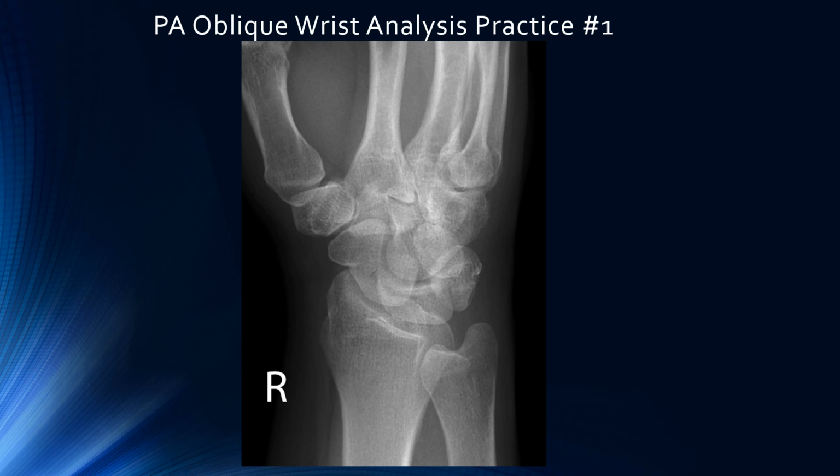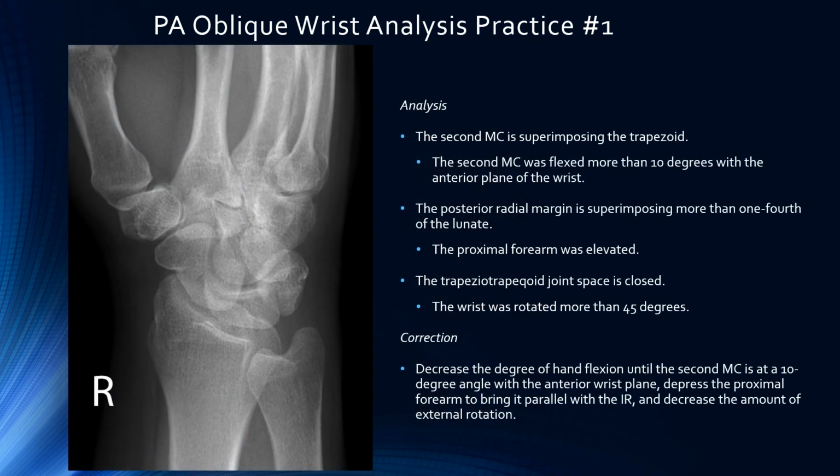PA oblique image analysis practice number 1. What do you guys think? The second metacarpal is superimposing the trapezoid. The second metacarpal was flexed more than 10 degrees with the anterior plane of the wrist. The posterior radial margin is superimposing more than 1/4 of the lunate. The proximal forearm was elevated. The trapezoid joint, wow, say that twice, space is closed. The wrist was rotated more than 45 degrees.